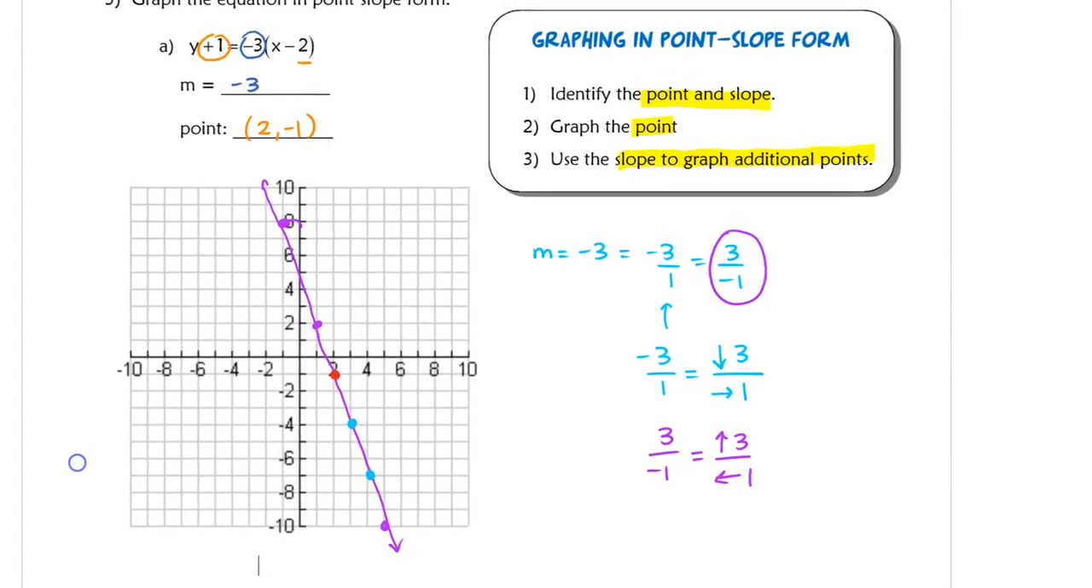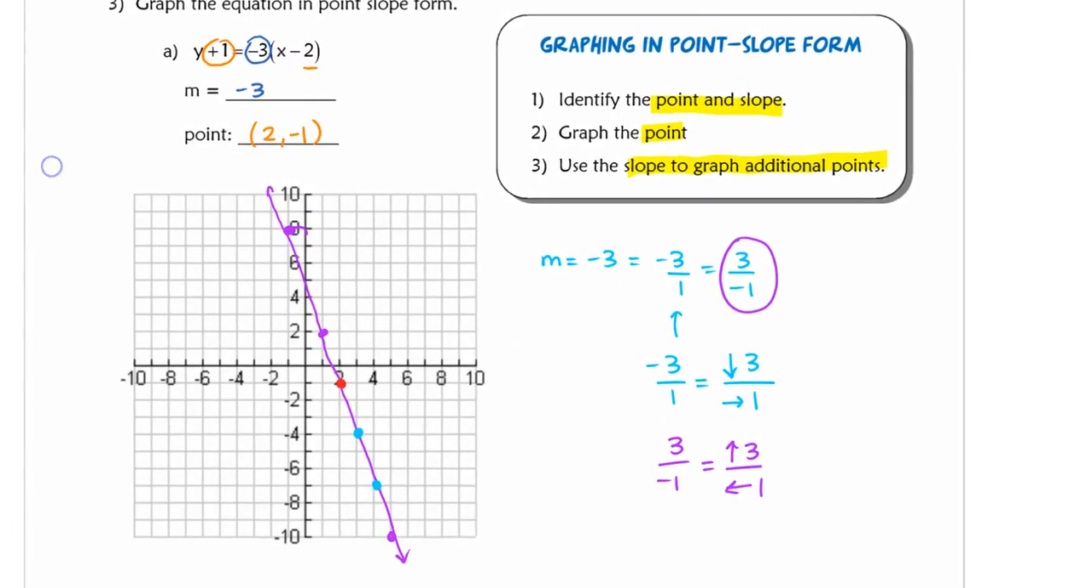Remember, to graph in point-slope form, first we have to identify the point and the slope, which is what we did right here. That's the hard part. That I think is going to be what we practice a lot tomorrow. Then we start with graphing our point. So we graphed (2, -1) first. That's where we started. And then we just graphed our slope after that.